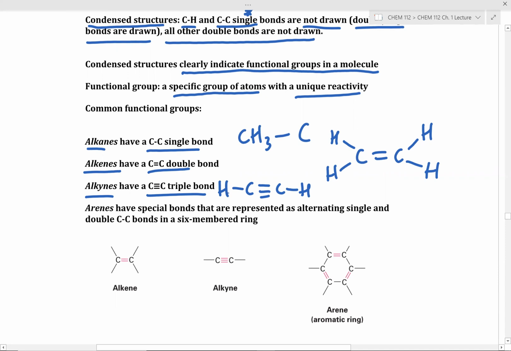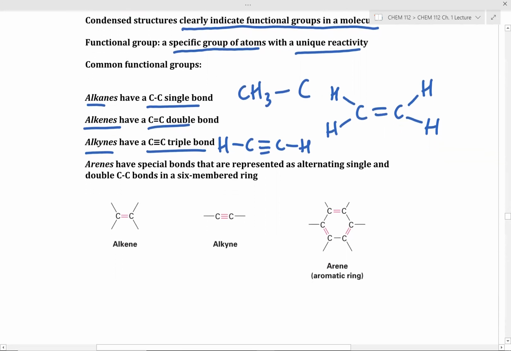Does that make sense to everyone? One way I like to remember this is the farther through the alphabet you go, the farther you reach the end of the alphabet, the more bonds you have between the carbons as a heuristic. Ane, ene, yne: you're going farther down the alphabet, more bonds between carbon atoms.